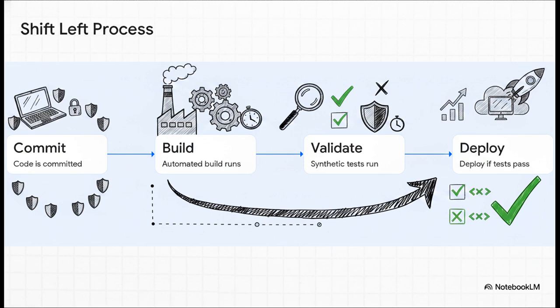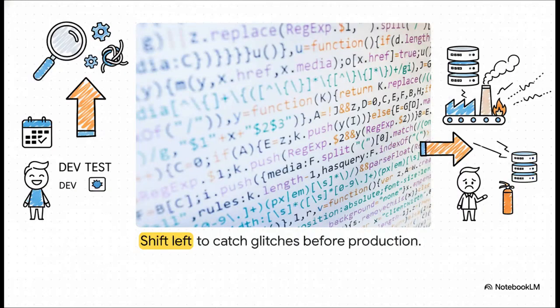So a developer commits code, an automated build is triggered, and before it ever even sniffs production, your CI/CD tool invokes your defined synthetic tests. And the deployment only continues if every single test passes, no exceptions. This pre-production phase is exactly where you want to be catching errors. Finding a performance glitch or a broken dependency while it's still just in the build phase, that is vastly easier and way cheaper to fix.